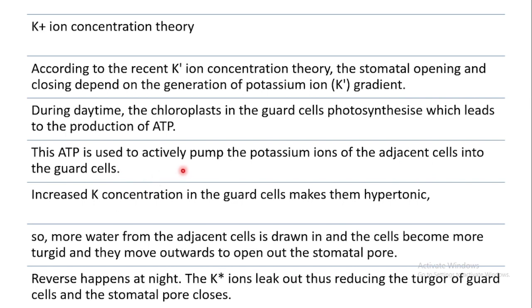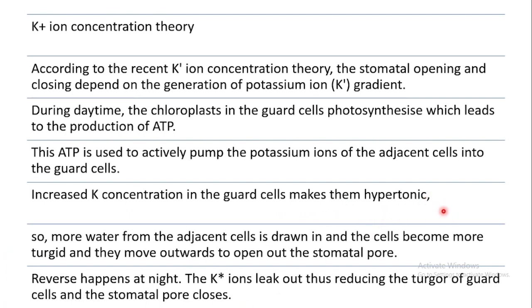Always remember, in active transport, what happens? The ions, or the solute, will move from lower concentration to higher concentration, correct? So in the adjacent cells, if potassium ions are there, even if in low concentration, the ATP is used to drive them into the guard cells. Now increased potassium ion concentration in the guard cells makes them hypertonic.